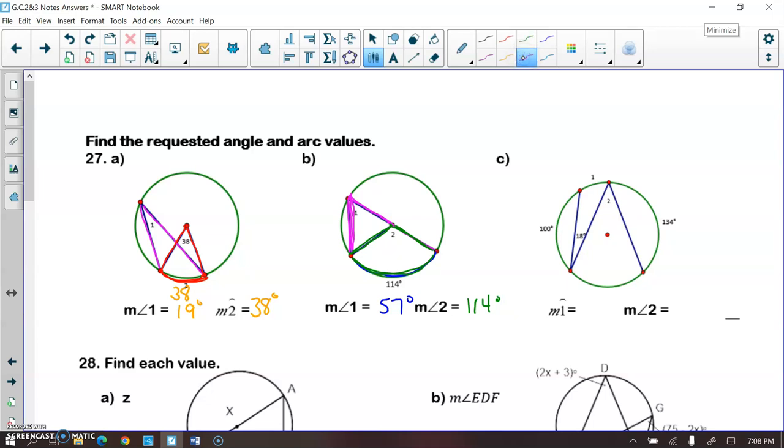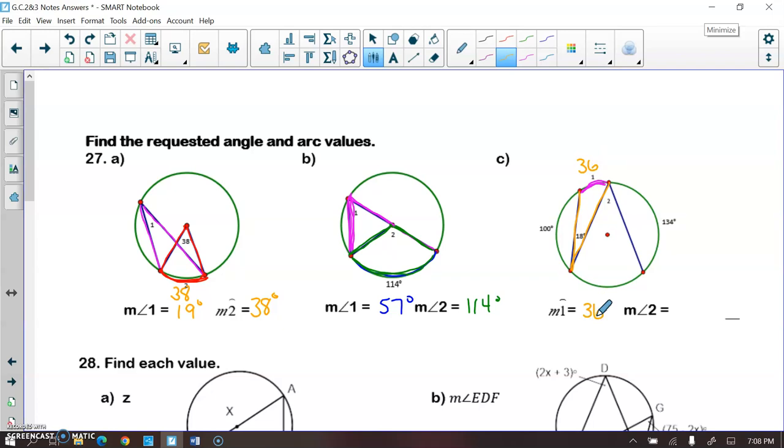All right, the measure of angle 1, or arc 1, sorry. Arc 1 is created by this angle here. So going backwards, if I do 18 times 2, I get that this arc is 36 degrees.